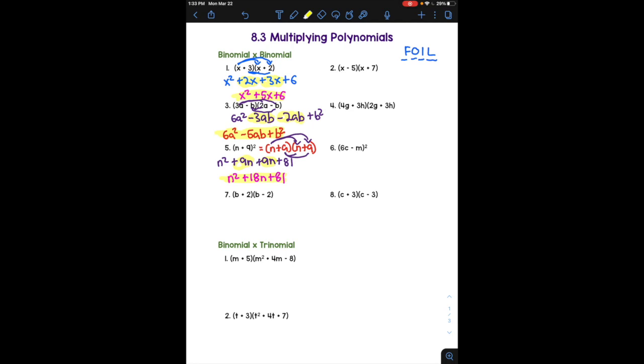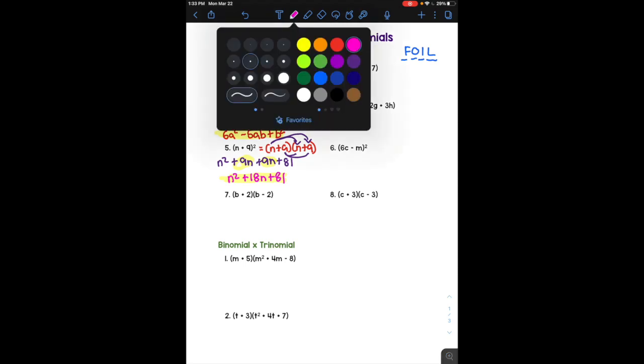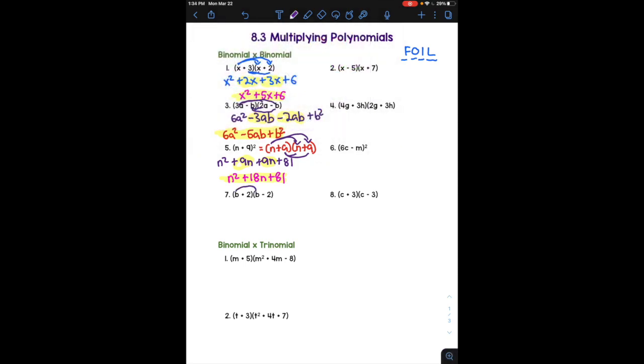However, problem number 7 is an example where we're not going to get 3 terms as our answer. Notice that what we're multiplying is almost the same binomial, except the first one has an addition sign and the second one has a subtraction sign. Let's go ahead and multiply, just as we did in the previous problems, and see what we get. B times b is b squared. B times negative 2 is negative 2b. 2 times b is positive 2b, and 2 times negative 2 is negative 4.